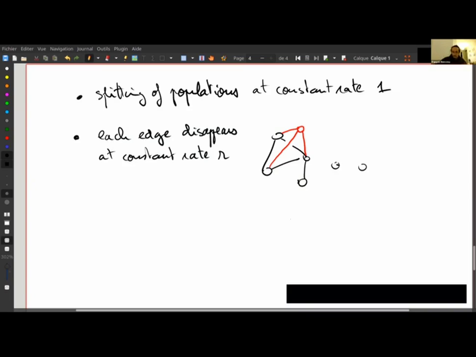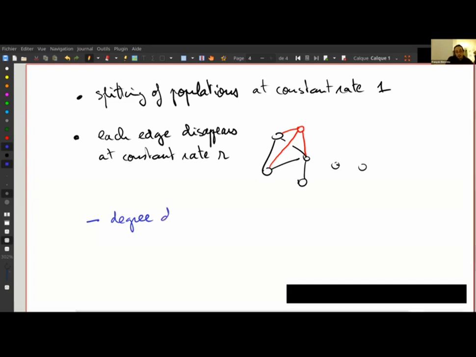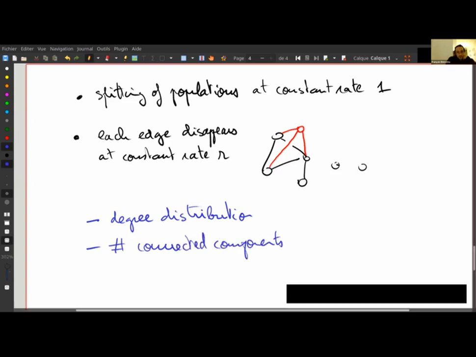Mathematically, the way that we gain some understanding of the structure of the stationary graph is by studying quantities such as the degree distribution. That means if you take a vertex uniformly at random in the graph, what is the distribution of the number of neighbors that it's going to have? We can also study quantities such as the number of connected components, or other things such as the number of complete subgraphs of size k.